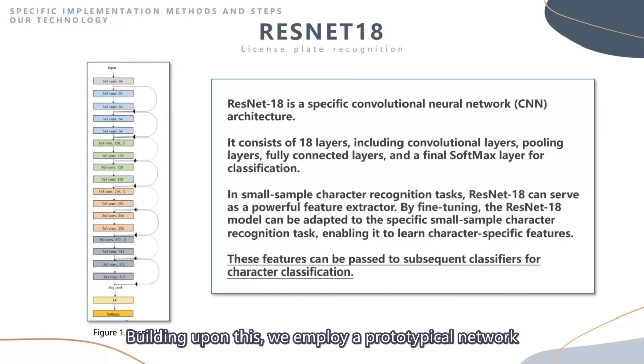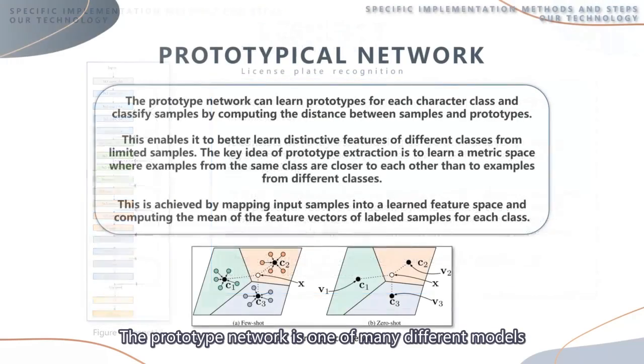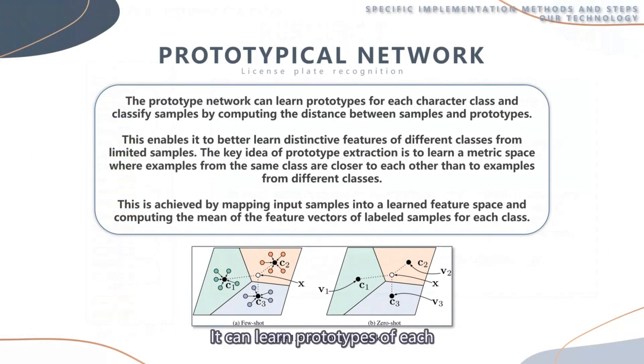Building upon this, we employ a prototypical network with the ResNet-18 as a backbone. The prototype network is one of many different models in few-shot learning. It can learn prototypes of each character class and classify samples. The main idea of prototypical networks is to learn a metric space where examples from the same class are closer to each other than to examples from different classes.